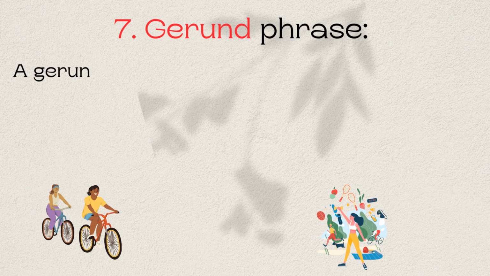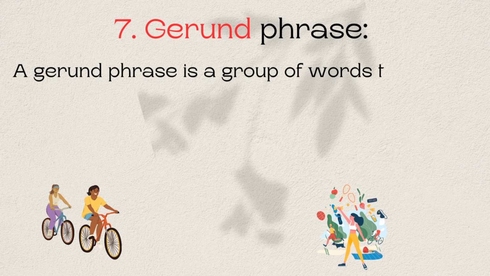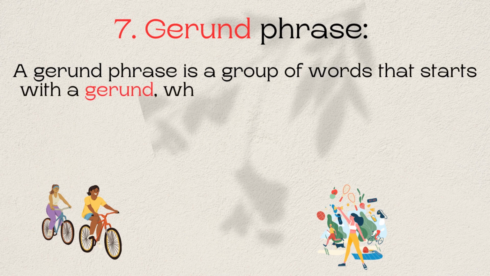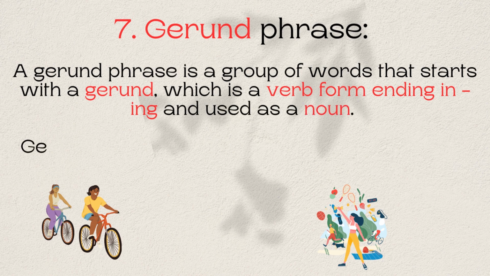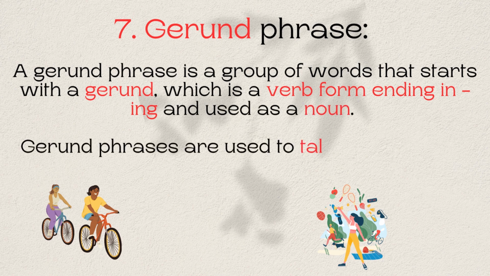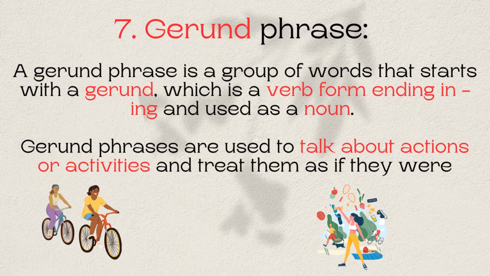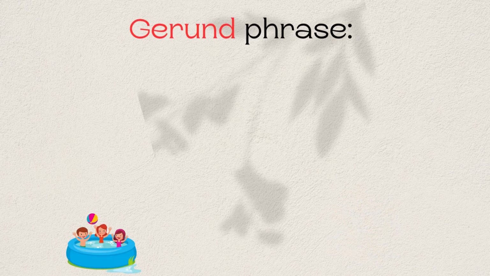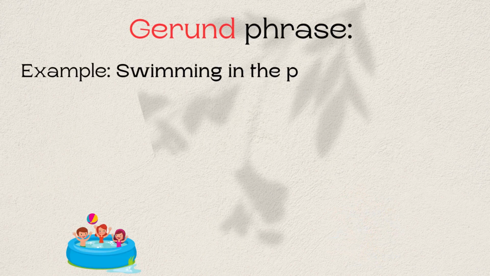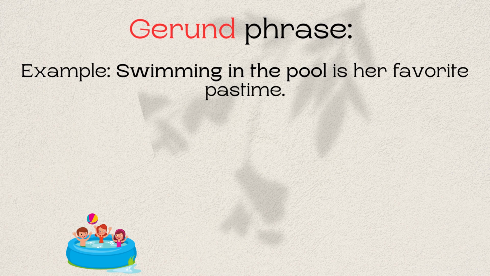Gerund phrase. A gerund phrase is a group of words that starts with a gerund, which is a verb form ending in ing and used as a noun. Gerund phrases are used to talk about actions or activities and treat them as if they were objects. Let's take this as an example. Swimming in the pool is her favorite pastime.